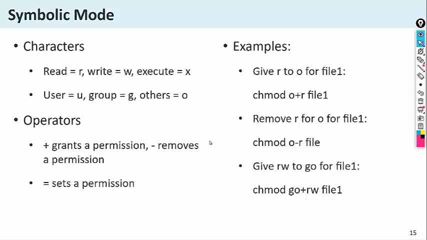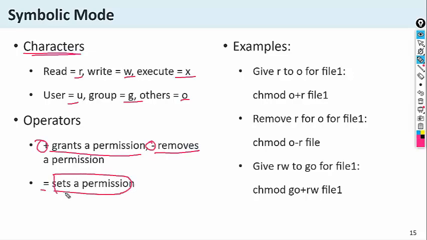The other way of assigning the permission is the character way, where you can use r, w, x, u, g or o. The plus option is used for granting the permission, the hyphen option is used to remove the permission, and equals is used to set the permission.